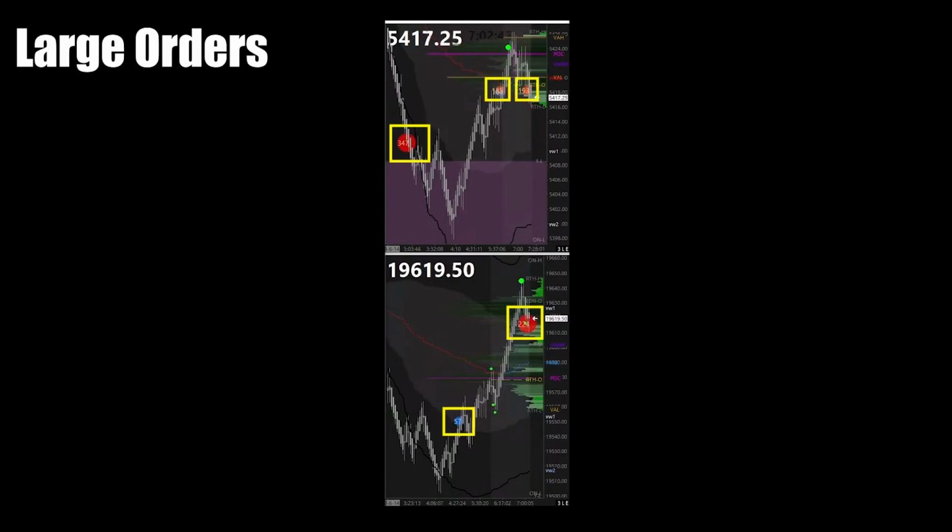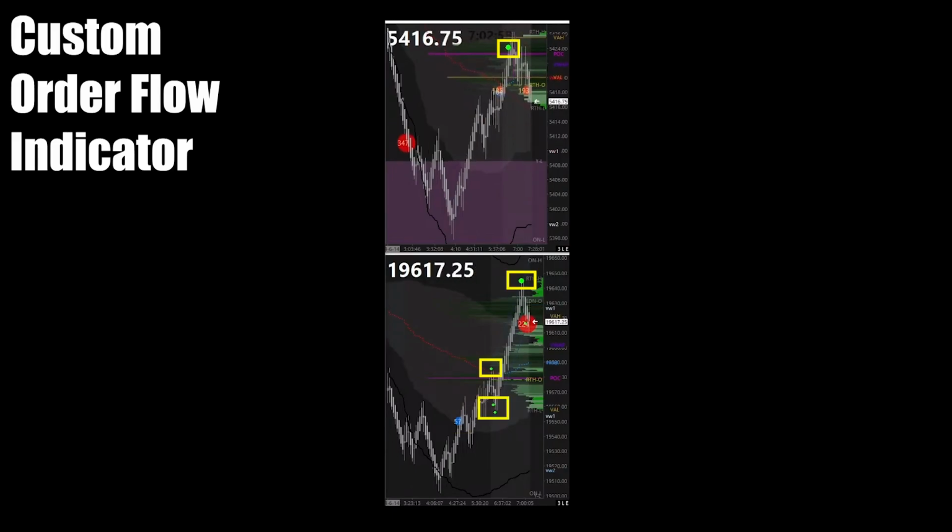The little blue and red bubbles are single large orders that hit the tape, for which I have a 50 minimum threshold on NQ and a 150 minimum threshold on ES. The green bubbles are a custom indicator that I scripted that indicate areas of hidden institutional activity, places where funds are hiding their orders into smaller bunches instead of just one large single order.